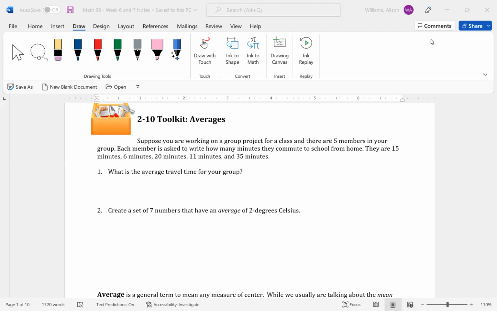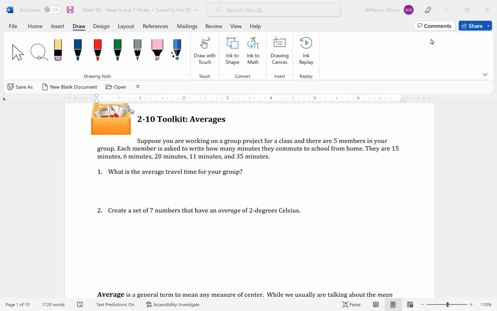In this video, we're going to talk about averages. So let's start with an example. Let's suppose you are working on a group project for a class. There's 5 members in your group, and each member is asked to write how many minutes they commute to school from their home. So let's say those minutes are 15, 6, 20, 11, and 35. And you are asked, what is the average travel time for your group?